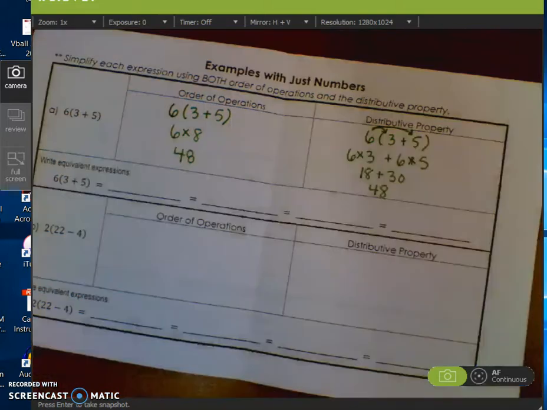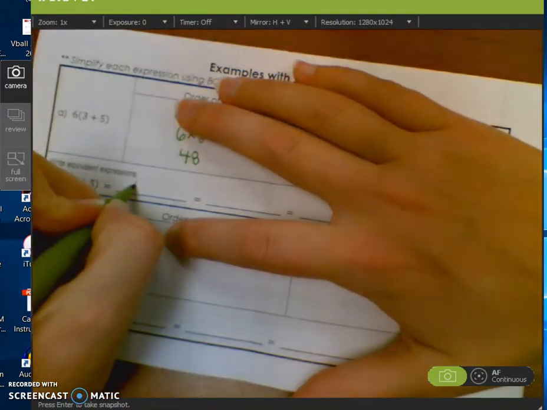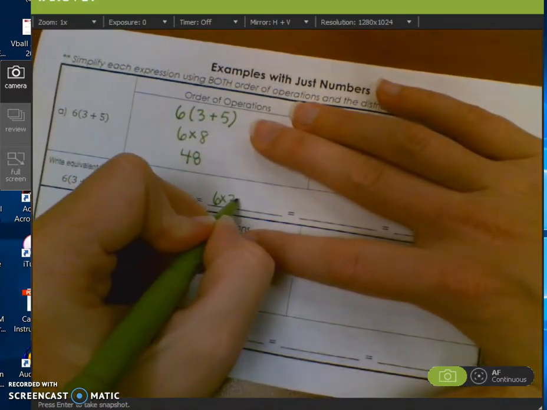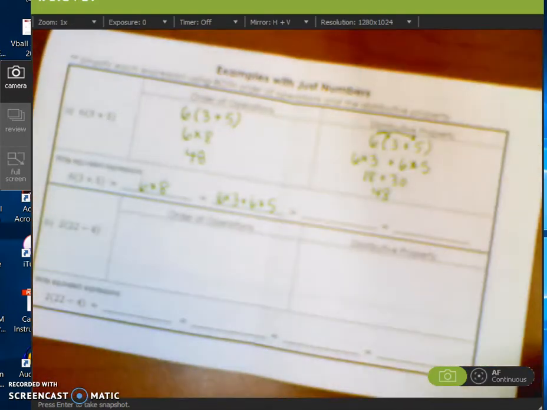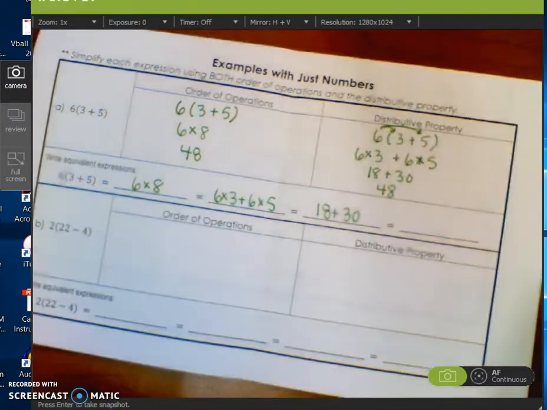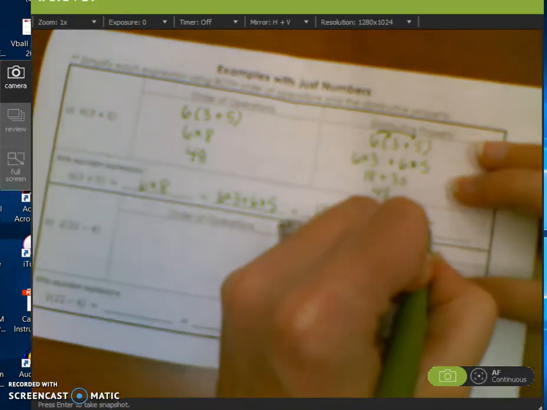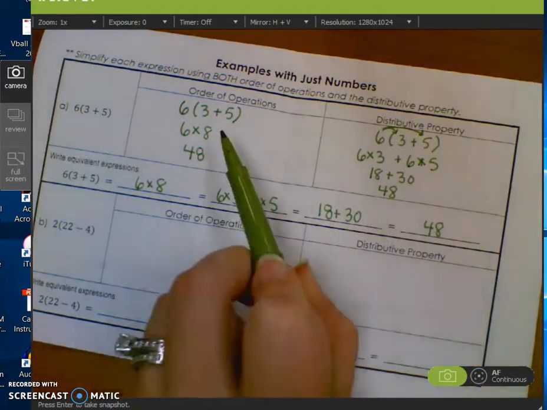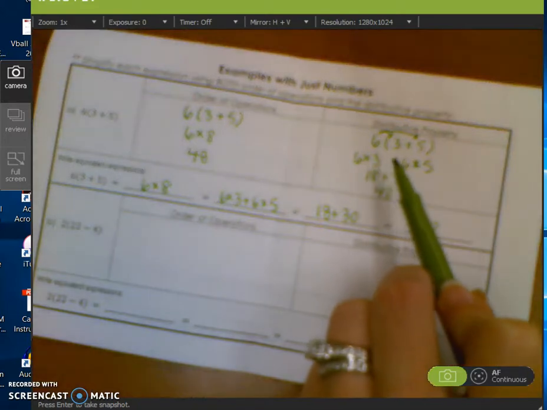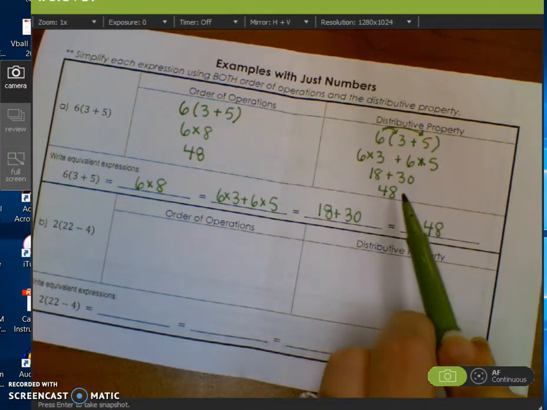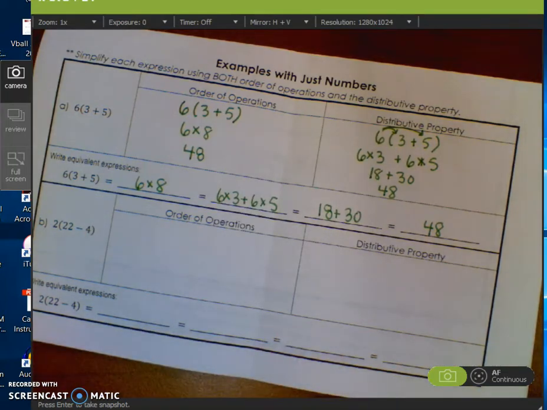So some equivalent expressions might be 6 times 8, or 6 times 3 plus 6 times 5, or 18 plus 30. The last one, 48. So I just pulled all of those expressions from the steps in our workup here. So 6 times 8 came from here, 6 times 3 plus 6 times 5 came from over here, 18 plus 30 came from here, and then 48 was my answer, which came from both spots. So you'll see that we got the same answer.